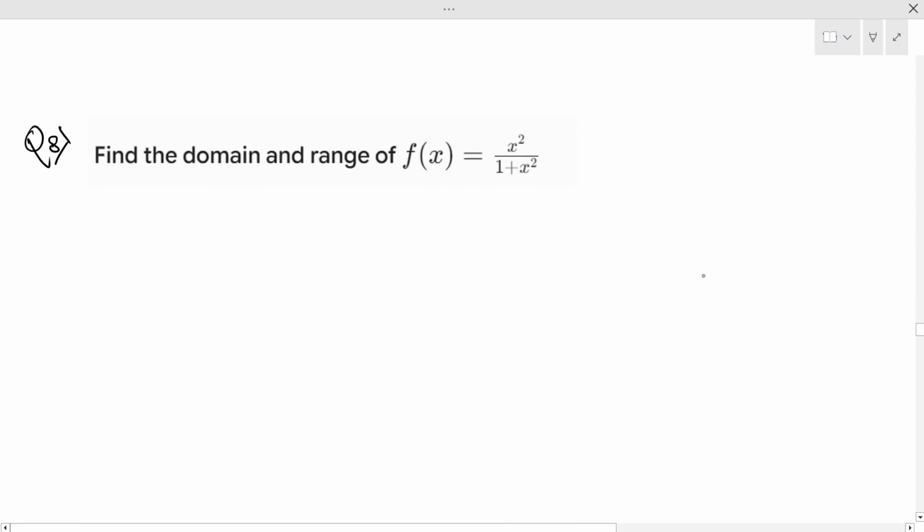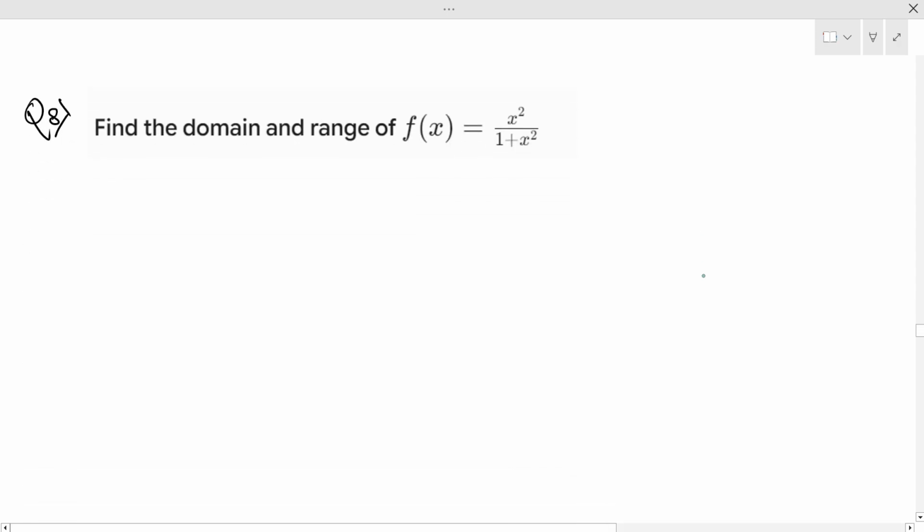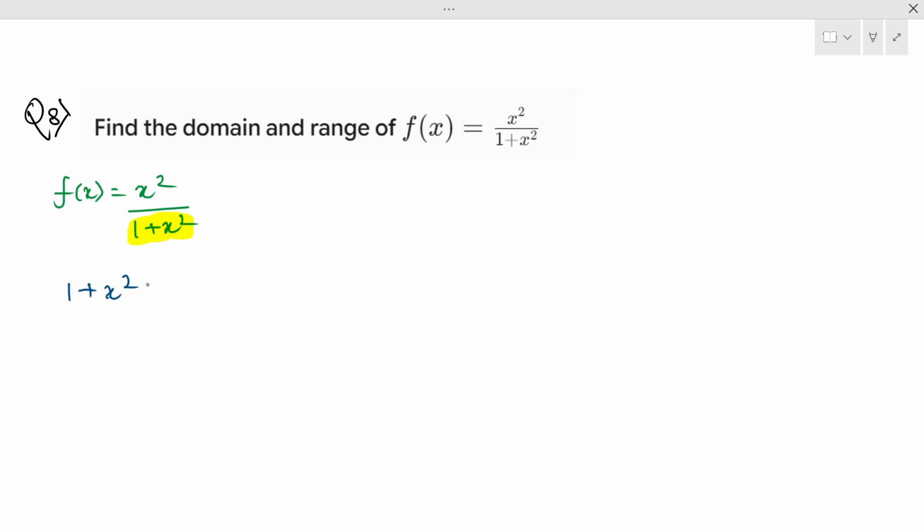Next, for this question, find the domain and range of the function f(x) equals x square upon 1 plus x square. Now what we do is that for domain, the denominator should not be equal to 0. Now you can take any x from R, and we all know that x square is always positive. So how can 1 plus x square be 0? That will also be positive only, right?